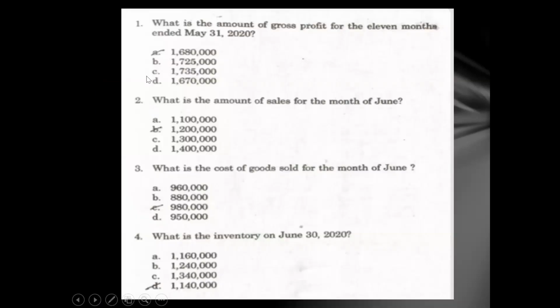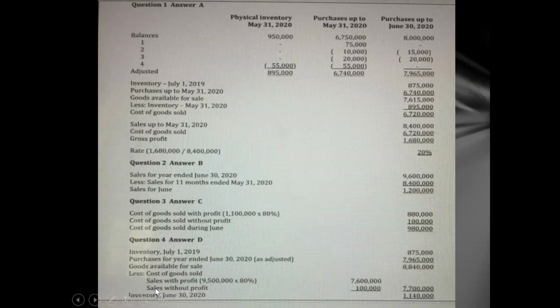So again, number 1 is A, 2 is B, 3 is C, and 4 is D, dog. So here are again the solutions. So we have your gross profit of 1,680, sales for June of 1,000,002, your cost of goods sold during June, that's 980, and the last one is your inventory, 1,140. Okay, so this ends our chapter 13.